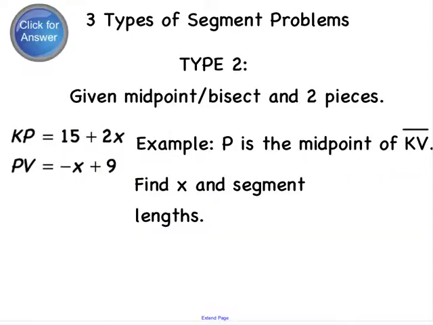The next type is the type that we did at the very beginning of this lesson. We're given that we have a midpoint, or it's bisected, and you have the two pieces of the segment where you set it equal. Press pause on your video. When you're ready to see the answer, press play again.